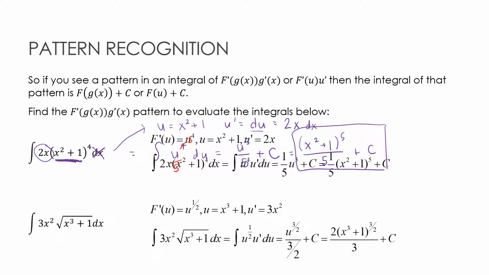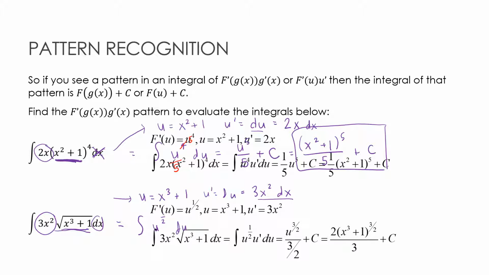Let's look at another one. Again, I'm going to take this function and say that that's u. So u is x cubed plus 1, which means u prime, or du, is equal to 3x squared dx. So now let's rewrite this function using all of this up here. This guy turns into u to the 1/2 because it's the square root of what I assigned to be u. 3x squared dx gets replaced by du.